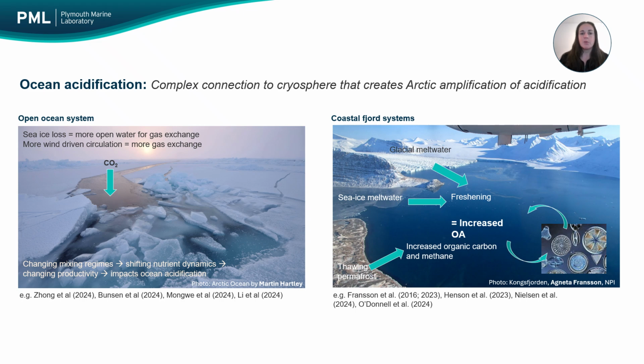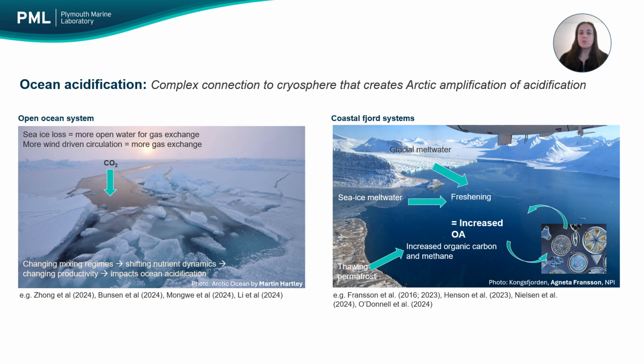So, for example, in open ocean systems, we have sea ice loss, which means more open water for gas exchange, and more wind-driven circulation, which again can enhance gas exchange. There's also a changing mixing regime, which can affect nutrient dynamics and the sequestering of that carbon away from the surface water down into the deep ocean. That mixing regime can also affect things like productivity, which has implications for ocean acidification as well.